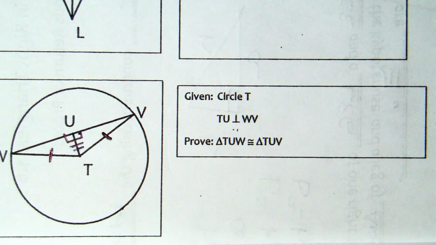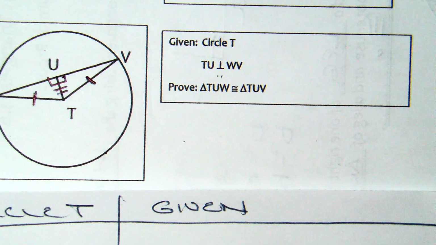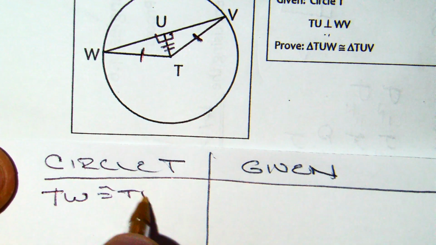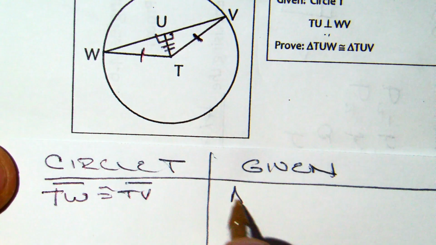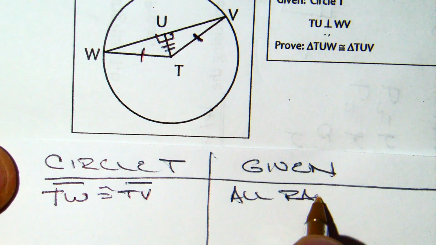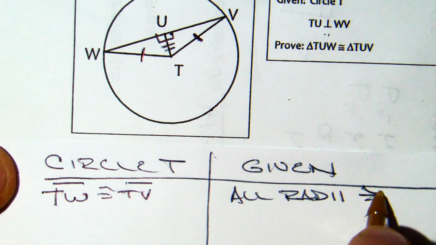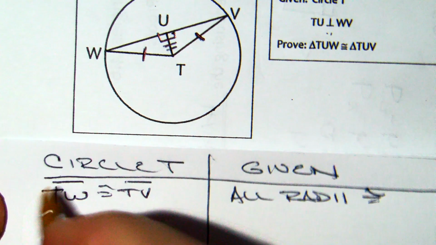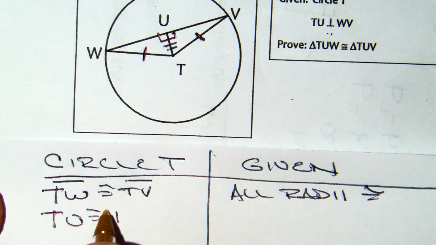Alright, so circle T is given. That would tell us that TW is congruent to TV. All radii are congruent. As usual, if you feel more comfortable with definition or property of a circle, feel free. TU is our shared side, so we'll go with that.